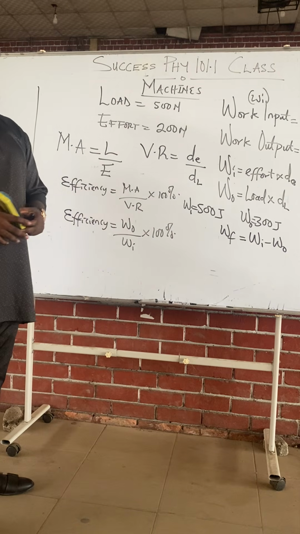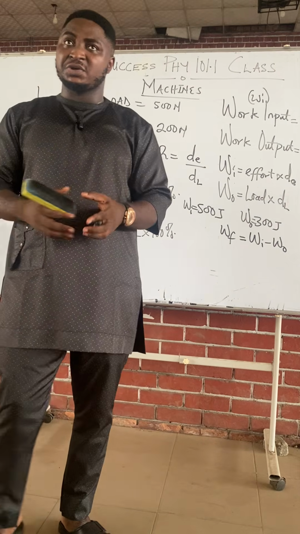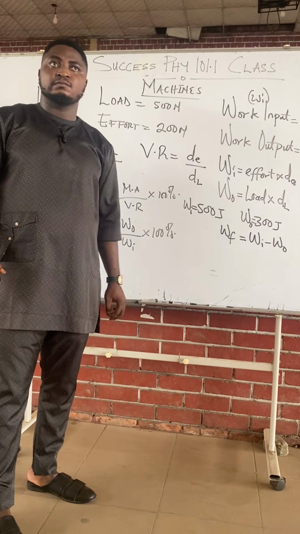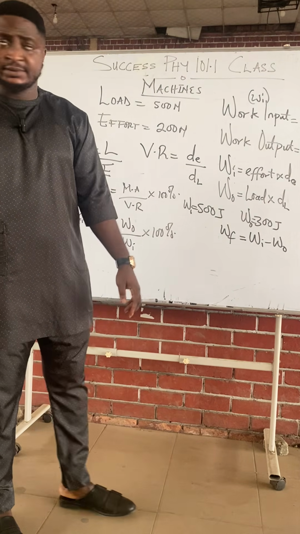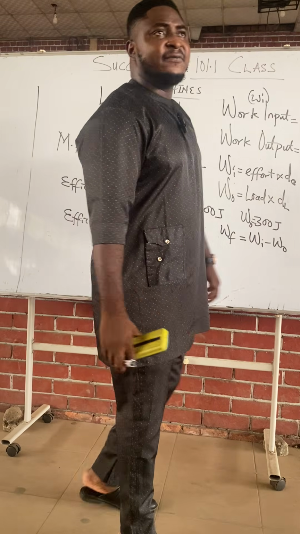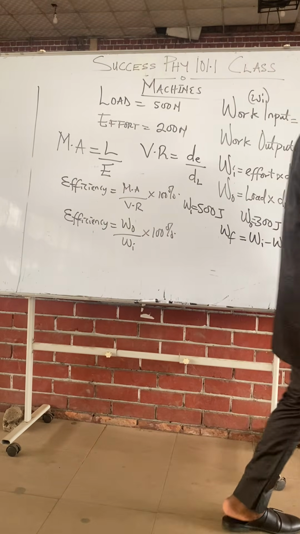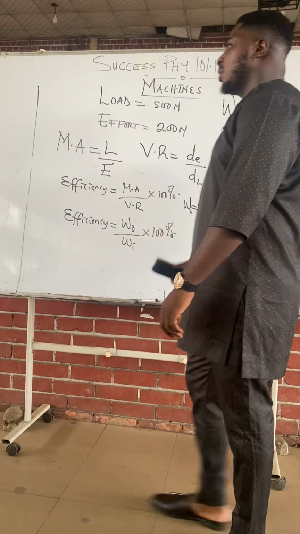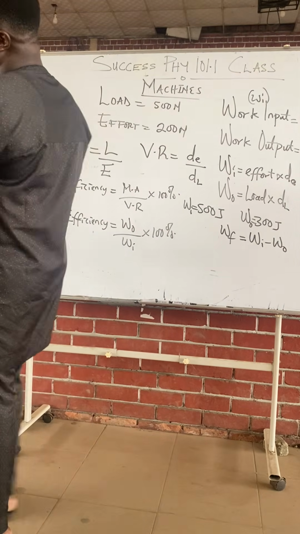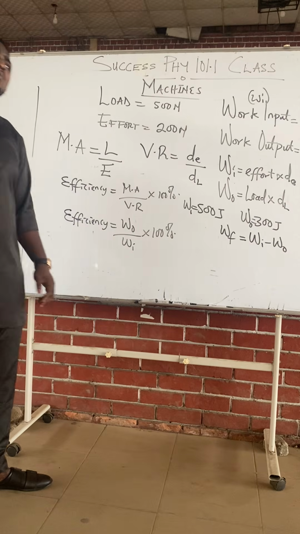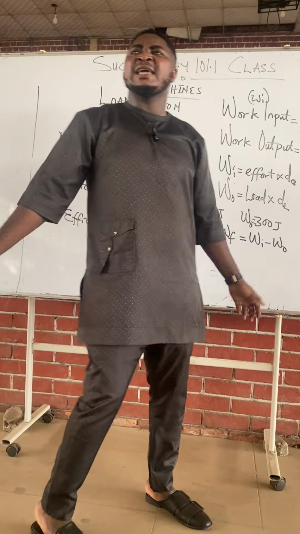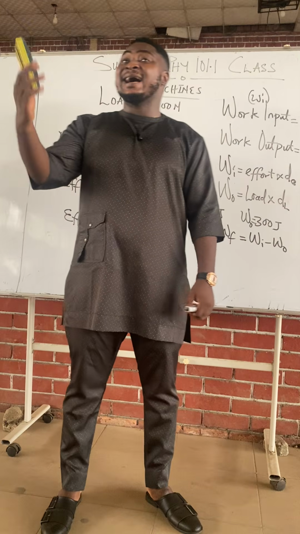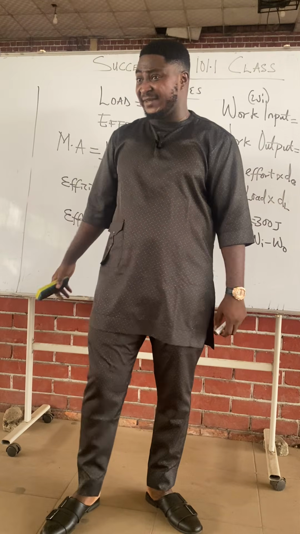Having done this, let's now go to types of machines and their velocity ratio. We have the pulley. We have the hydraulic press. We have the screw jack. We have the wheel and axle. We have the inclined plane. It's surprising to know that even the human arm is classified as a machine in physics.